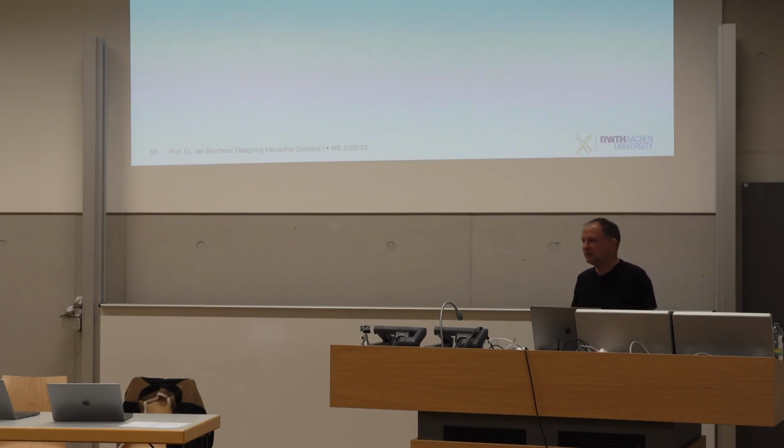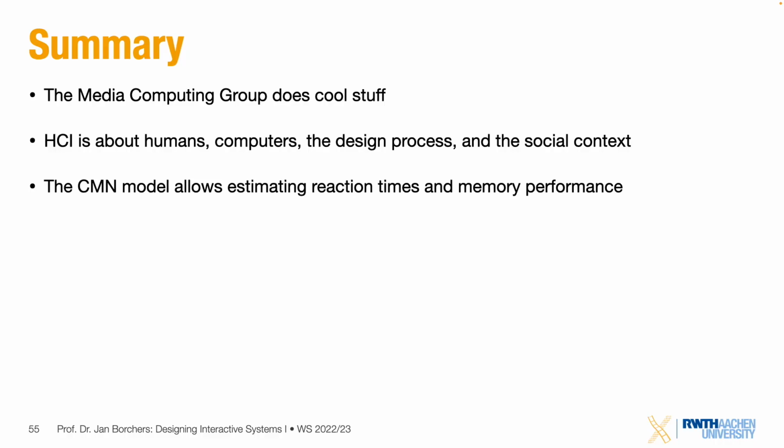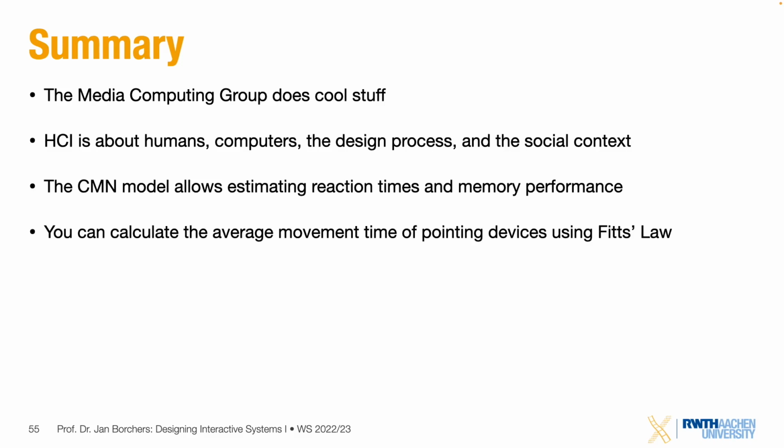Next up, we've talked about the CMN model, right? Card, Moran, and Newell, the three guys who wrote the book, gave this the name of the model human processor. This model allows you to estimate reaction times and memory performance of humans. And that's an interesting thing to have. Without having to build a system, I can predict how people are going to likely react to it and how well they can remember some things.